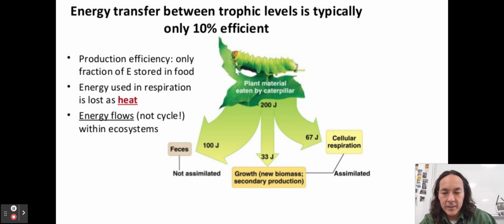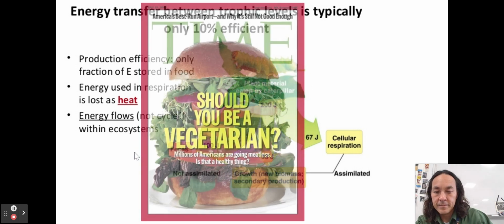So here's a good one, right? We can see this caterpillar, about 33 joules of energy of it will go on to the next level. It loses a bunch to pooping it out. A bunch of it gets used up as it does caterpillar things. And it can be lost as heat as it's going around.